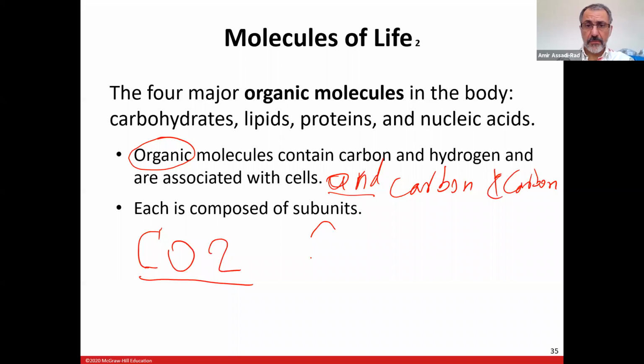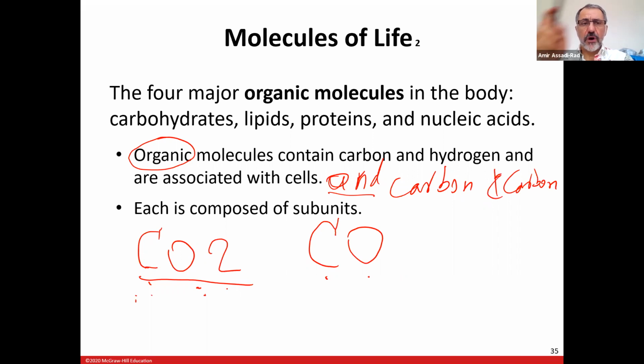Or even carbon monoxide, which comes from the exhaust pipe of cars. That is not an organic molecule either. Why? Because there is no carbon to hydrogen or carbon to carbon bond in here. So that's why these are not organic molecules. What is an organic molecule? Well, glucose, the sugar you had this morning with your breakfast, or proteins or fats. They are all organic molecules, which we will get into in a minute.